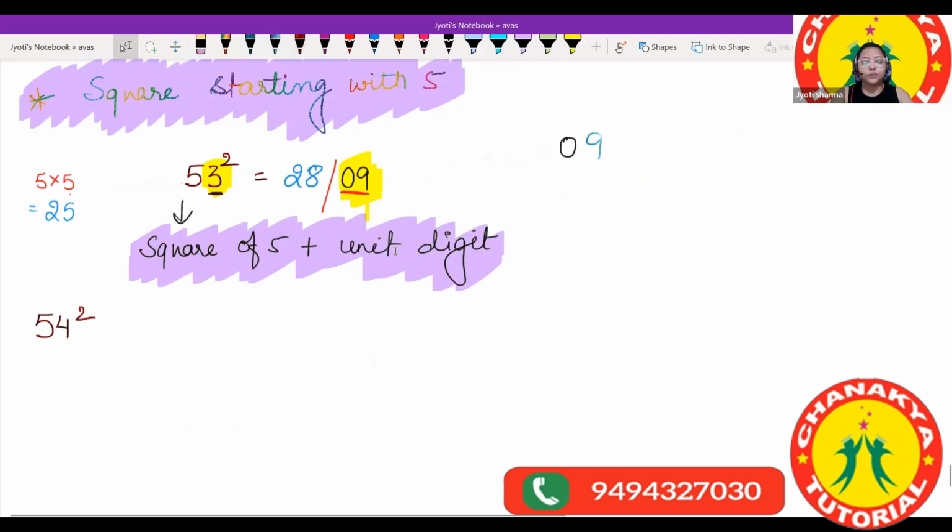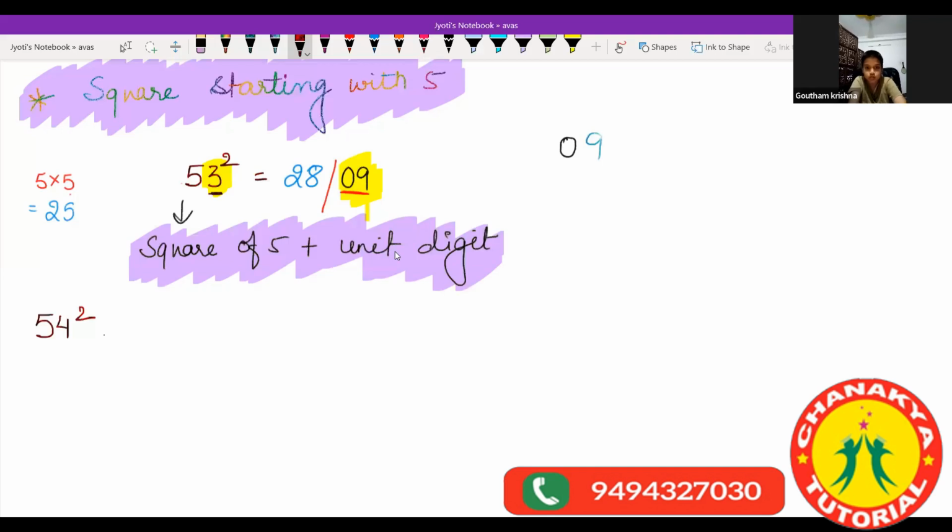Square of 54. 54 square. Very good, Gagna. Okay, next answer also correct. Krishna, Charantej, wow, correct answer. Nayanika, correct answer. Everyone, try to send your answer fast. Please send your answer fast. Varshisht, correct answer.